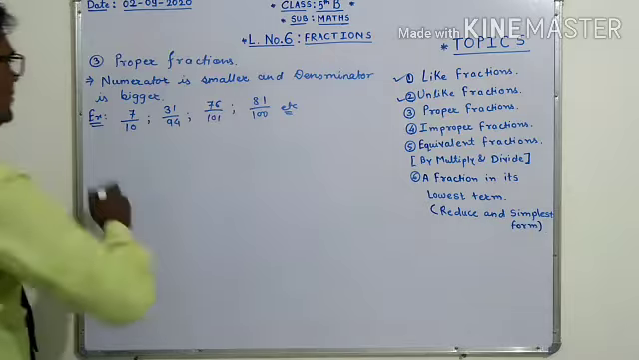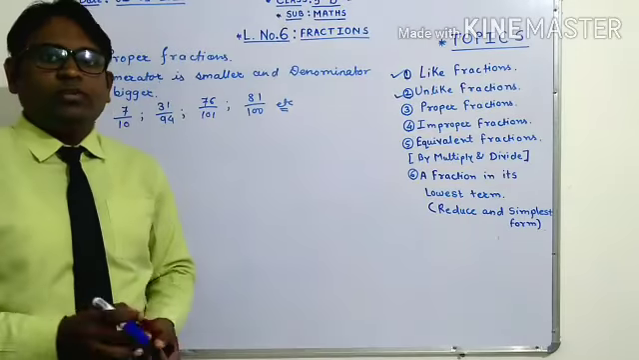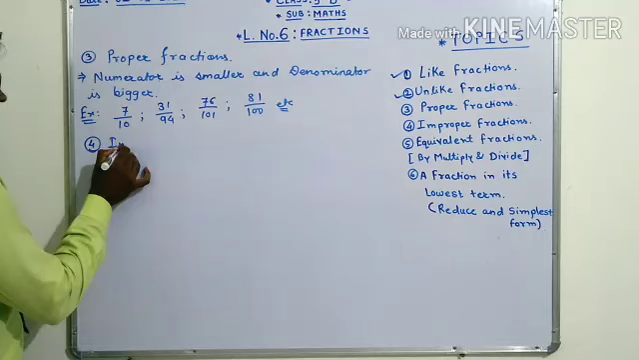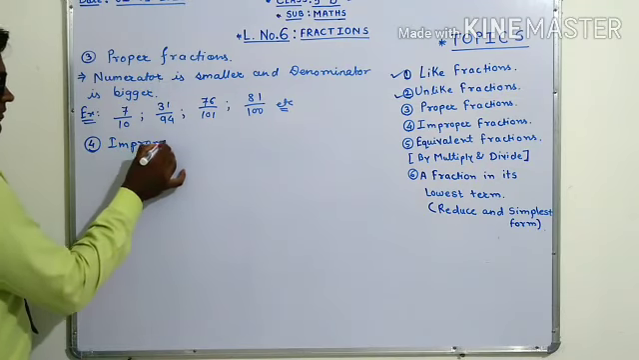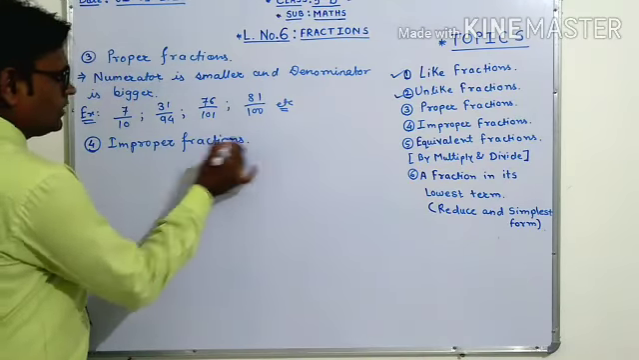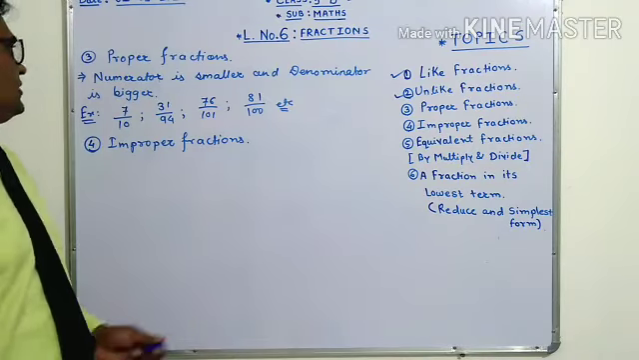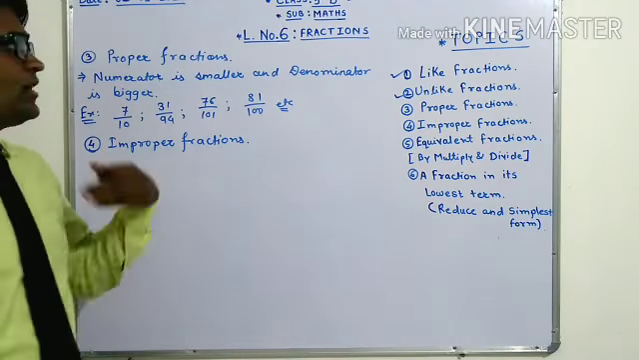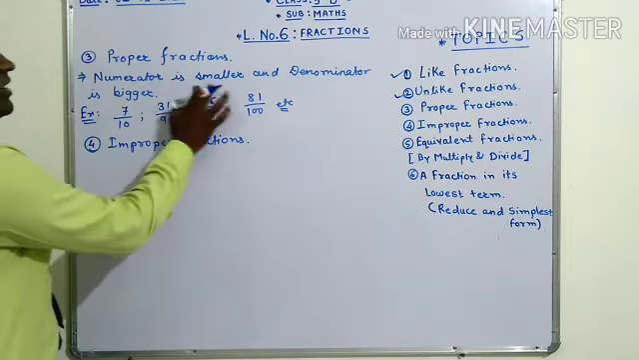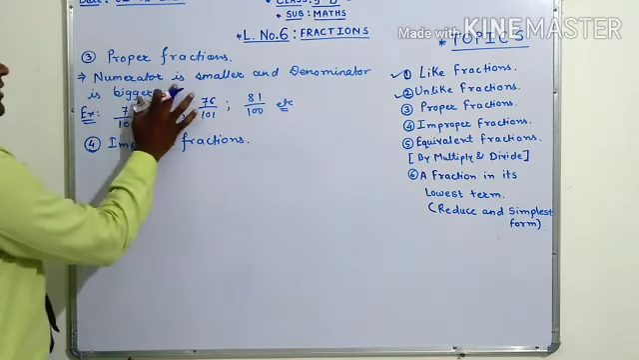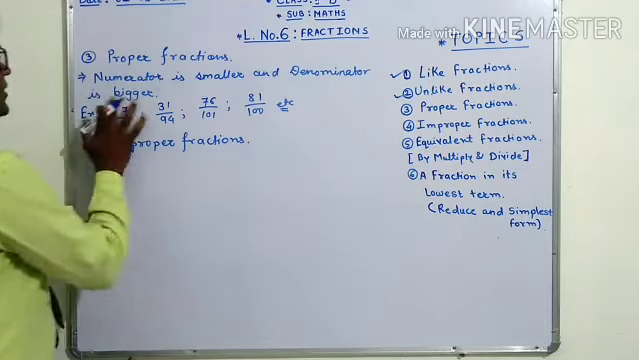Okay, so after that the fraction is improper fraction. Number 4, improper fractions. Improper fraction means just the opposite of proper fraction. In proper fraction, the numerator was smaller and the denominator was bigger. In improper fraction, numerator is bigger and denominator is smaller.